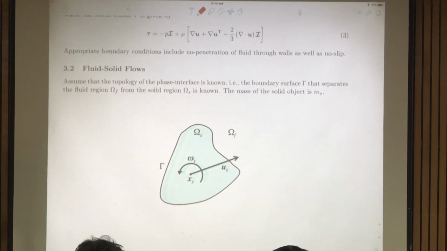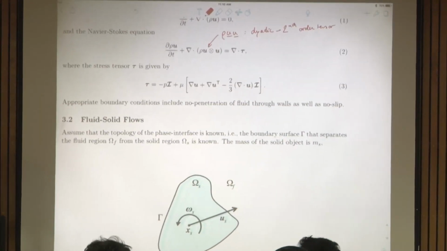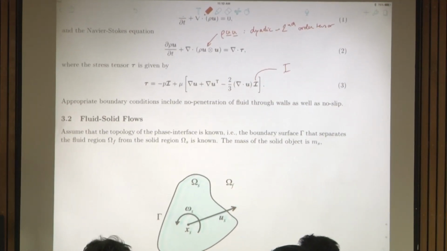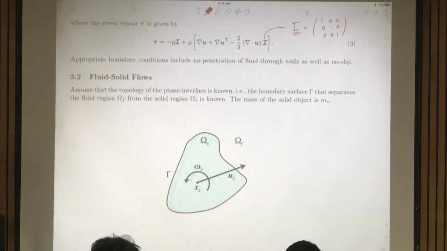One thing I should say here is that this I is my identity tensor, in case this wasn't clear. And then we'll need no penetration at the surfaces and no slip at the surfaces. Okay, so that's going to be my boundary conditions.